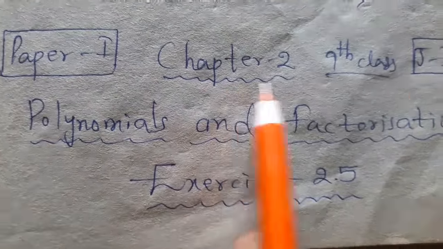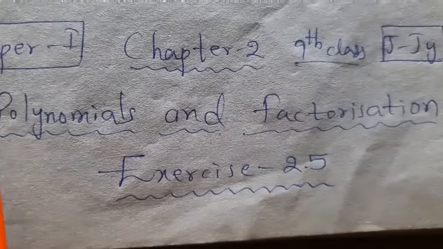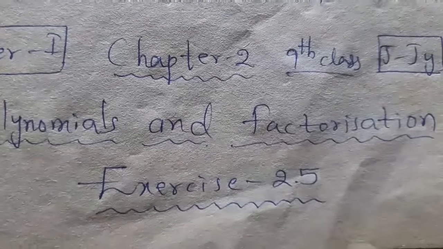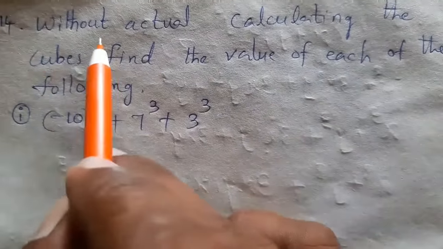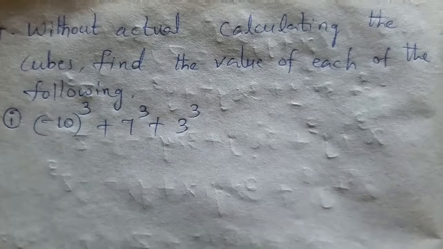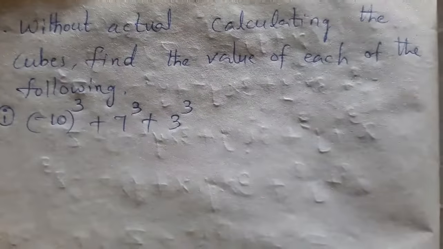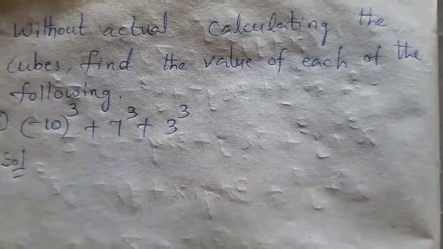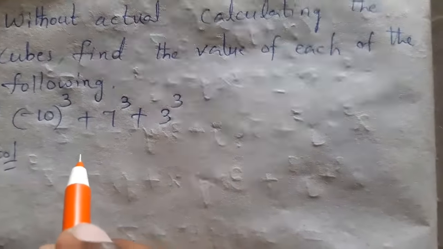Paper 1, Chapter 2, ninth class, June July syllabus, Polynomials and Factorization, Exercise 2.5. Question 14.1: Without actually calculating the cubes, find the value of each of the following. See, the first one is given. Now, the solution.